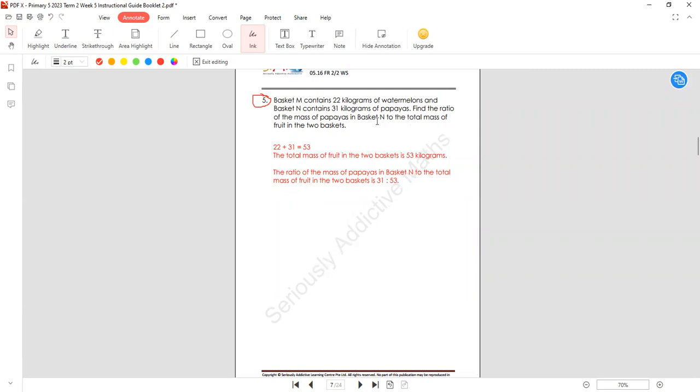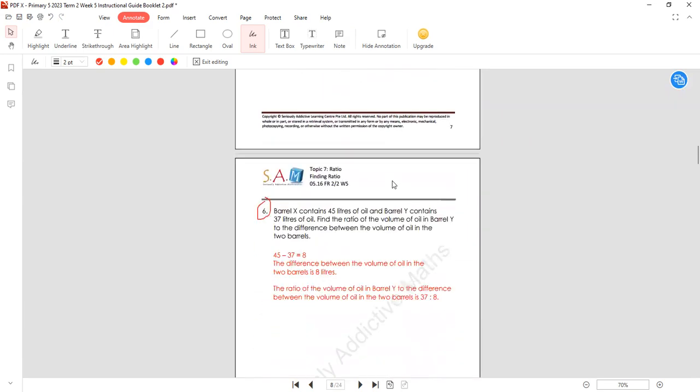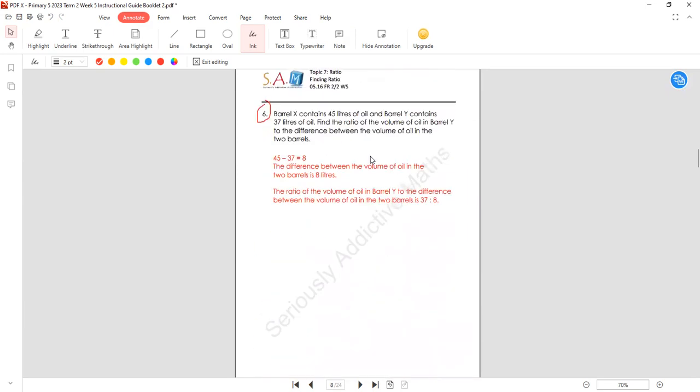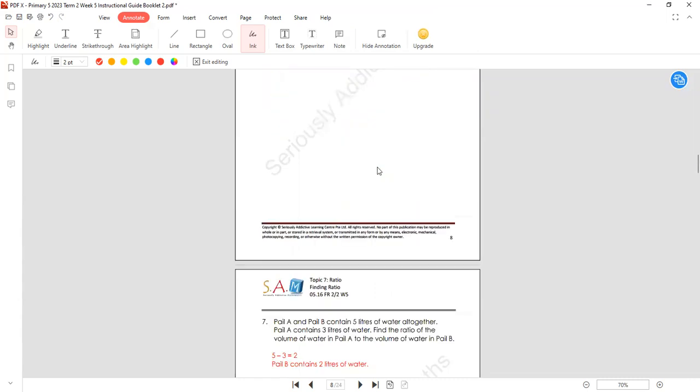So again, keyword here, mass of the papaya to the total mass. So they need to add these two up first, right? And then papaya versus the total, 31 is to 53. Okay, get them to do 6. I think they should be able to do this. If not, give them a clue. They have to find the difference because here it's got the difference.